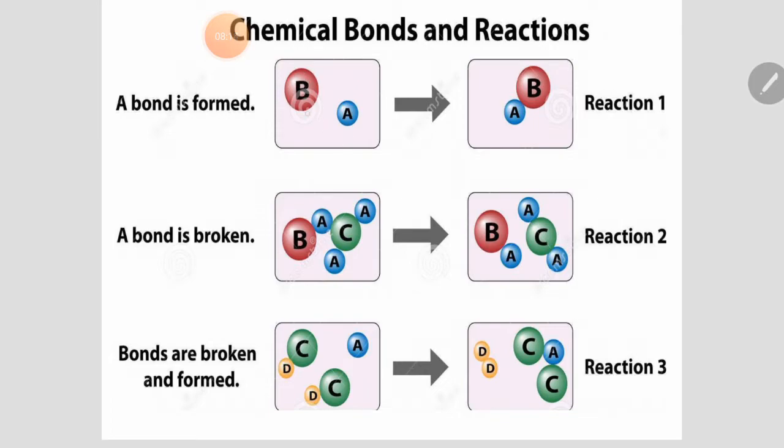We have an atom B and an atom A. They are not connected yet. After a chemical reaction, they had a chemical bond formed. So, a chemical bond is formed. This is in reaction 1. Reaction 2, a bond is broken.